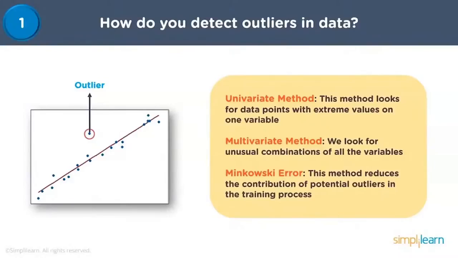Next, we have the multivariate method. So the multivariate outliers can be found in an n-dimensional space having n features. We look for unusual combinations of all the variables in this method. Finally, we have Minkowski error. This method reduces the contribution of potential outliers in the training process. The Minkowski error is a loss index that is more insensitive to outliers than the standard mean squared error.